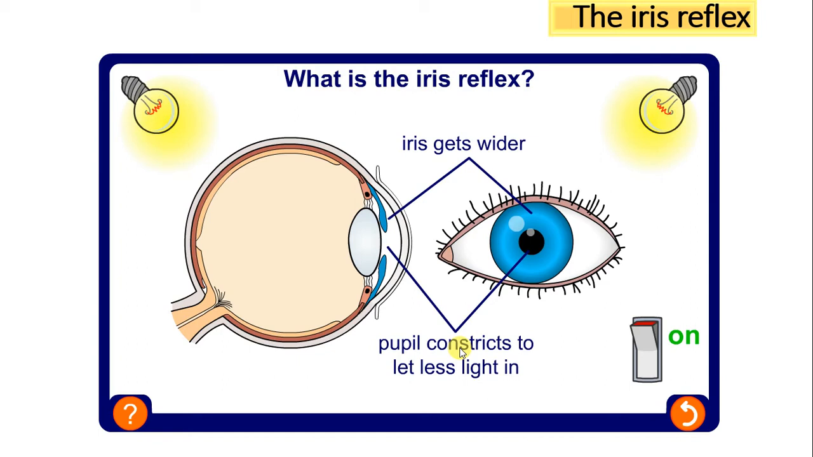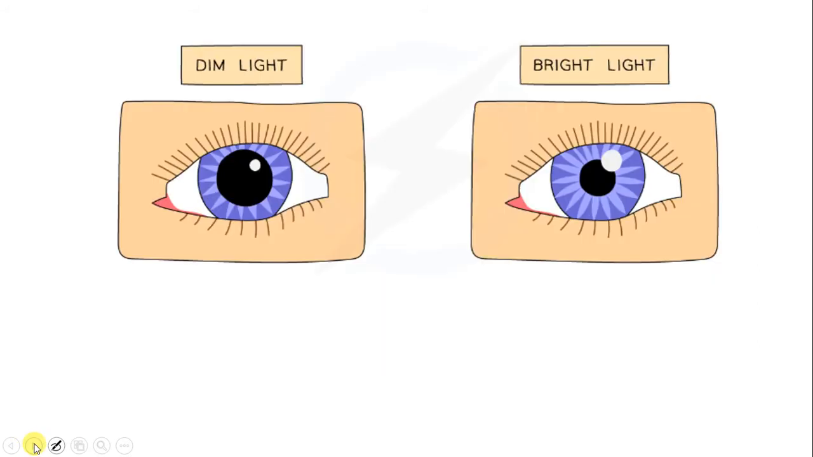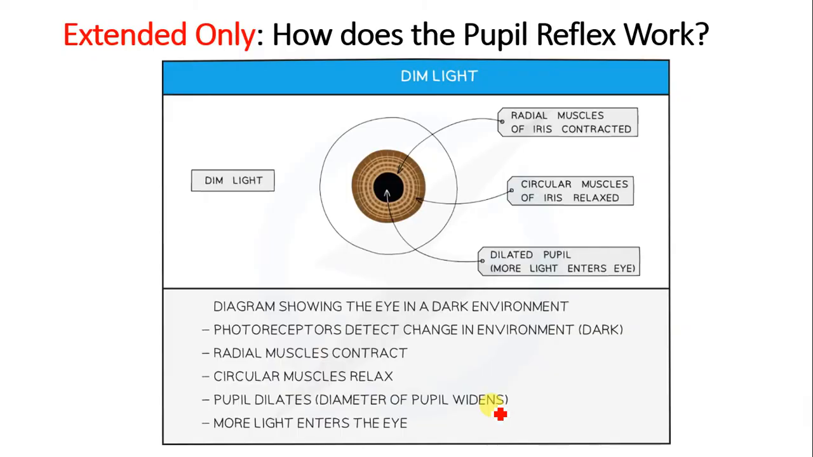So quickly, we will now look at dim light and bright light. What is actually happening here? In dim light, the pupil dilates, becomes larger to allow more light to enter the eye to improve vision. While in bright light, the pupil constricts, gets smaller to allow less light to enter the eye in order to protect it from damage.